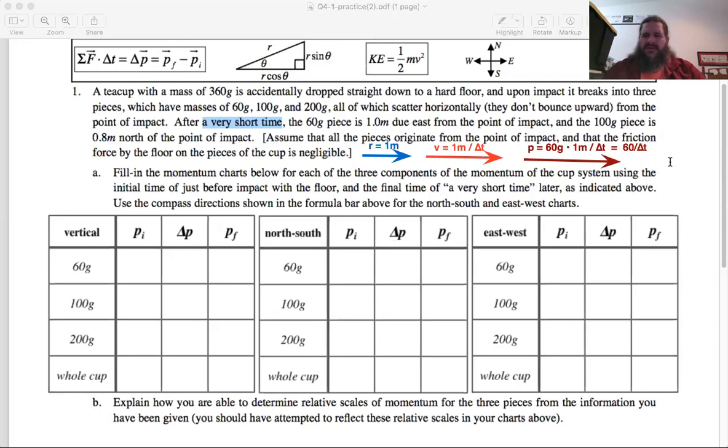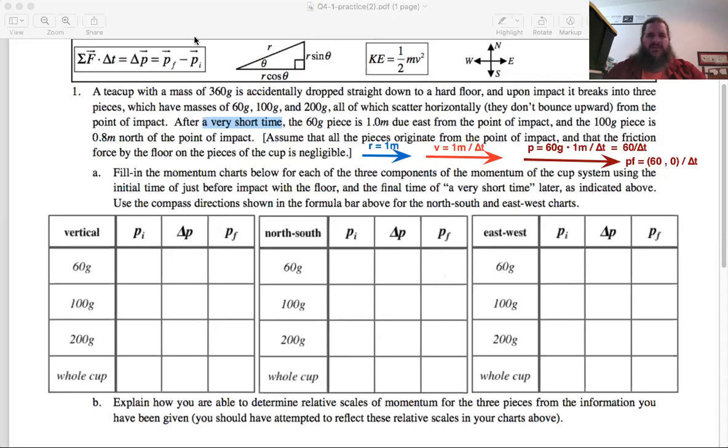Or sometimes even easier, since you can factor out the delta t, say 60, 0 divided by delta t. You could put the scalar outside of the vector, with the implication that each component is divided by delta t. So 60 over delta t is the x component, 0 over delta t, or 0, is the y component. So you can use that idea to write out all of the final momentum components.